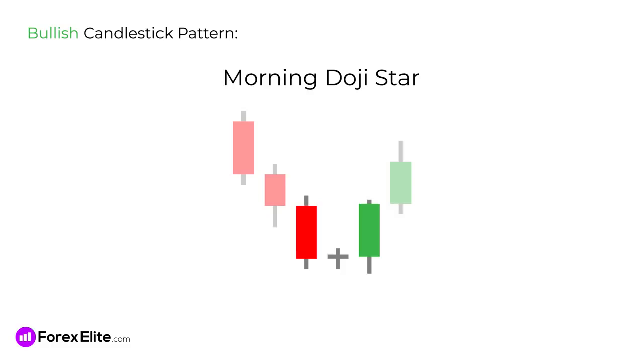Again, we have a large bearish red candlestick, followed by a smaller candlestick. In this case, the smaller candlestick is a doji with no real body, followed by a large bullish green candlestick. These 3 candlesticks are known as the morning doji star pattern: large red, doji, large green.